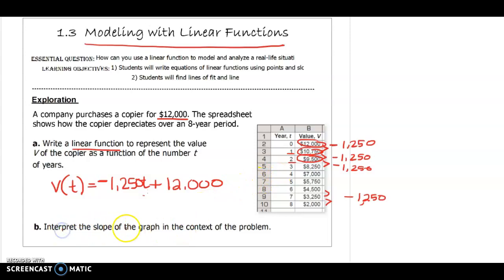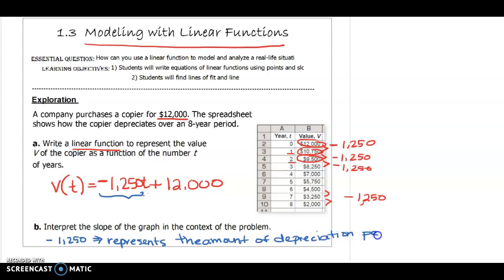All right, so it says interpret the slope of the graph in the context of the problem. So the first thing we have to do is find the slope. This right here is the slope. The slope is negative 1,250, and this represents the amount of depreciation per year.